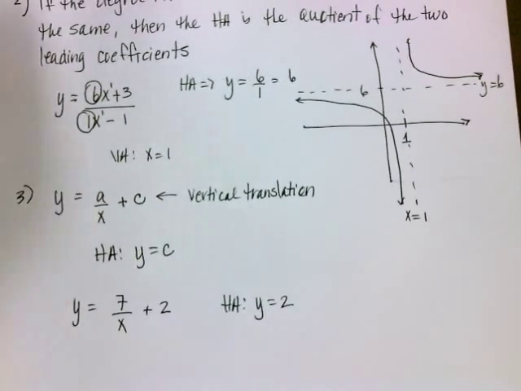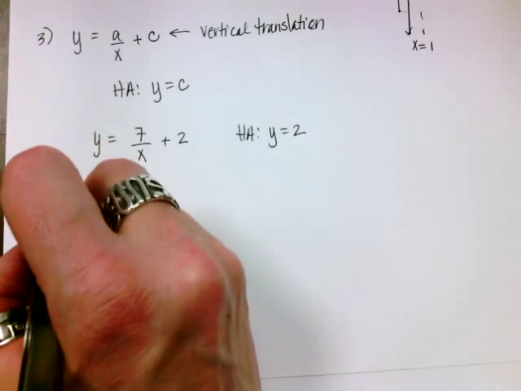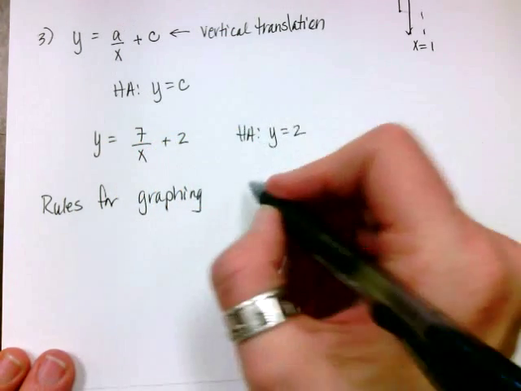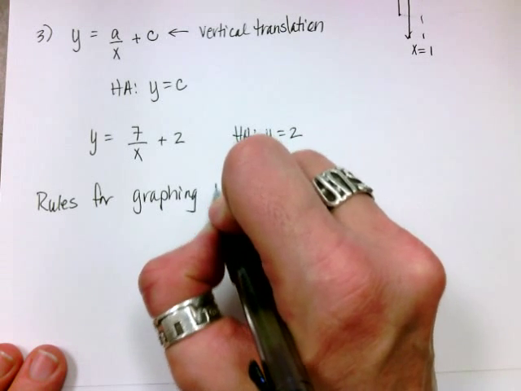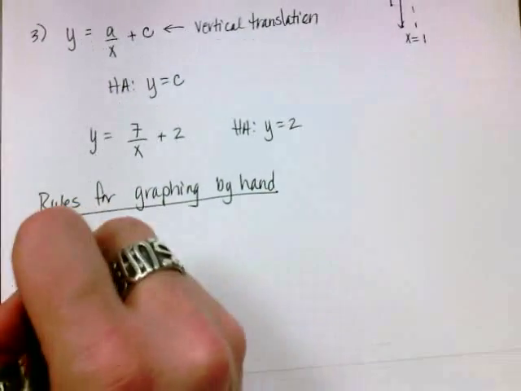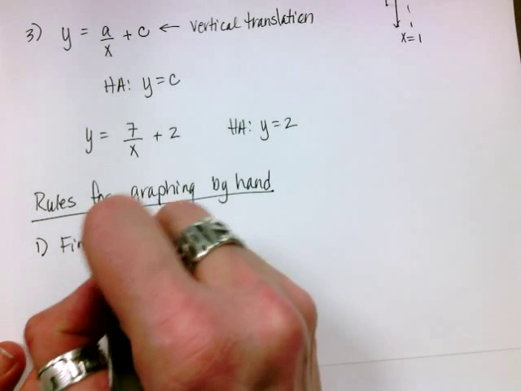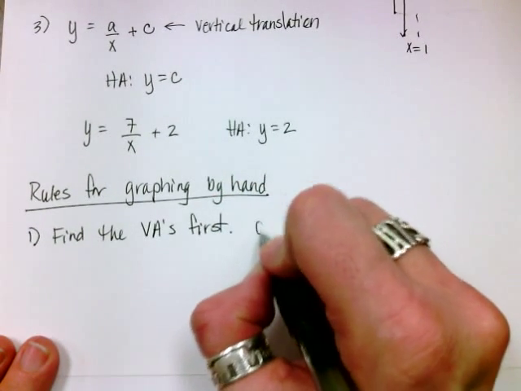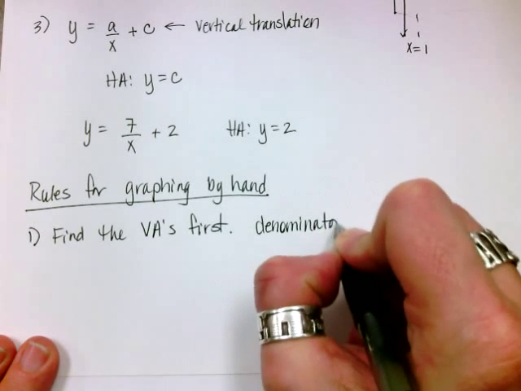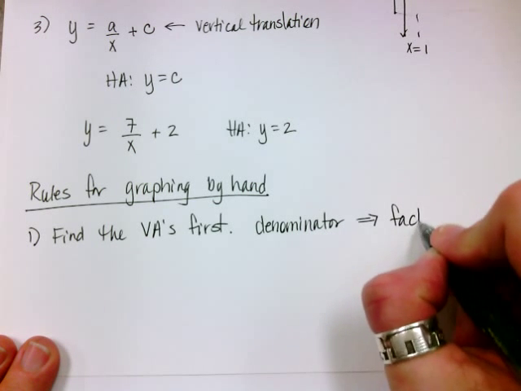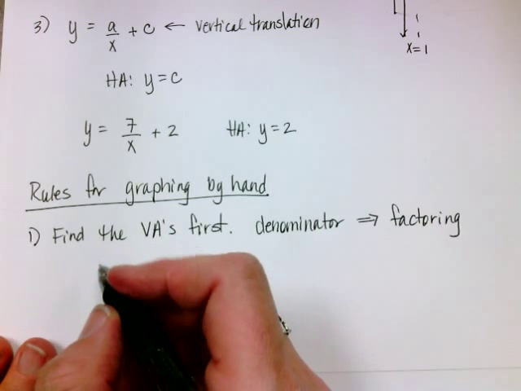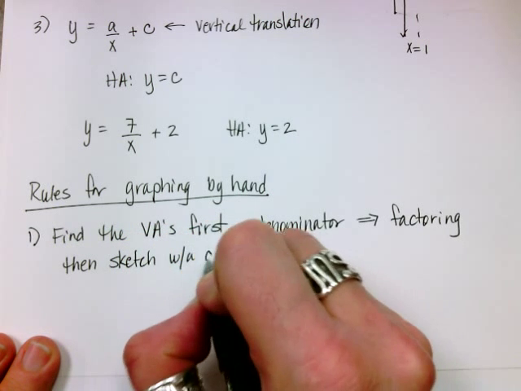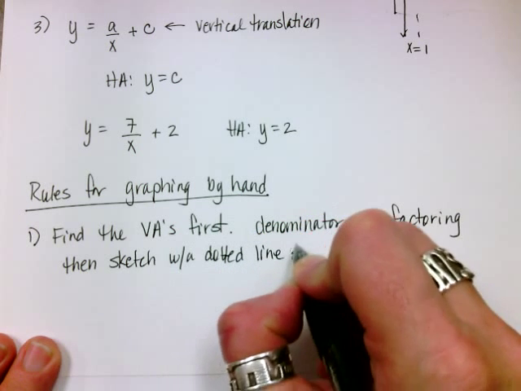All right? So now what I want to do is give you some rules for graphing these by hand. Okay, so I'm going to put rules for graphing, because we will do much of our graphing by hand in the beginning. For graphing by hand. All right, number 1, you always want to find the vertical asymptotes first. Remember, those are going to come from the denominator. And we often find these by factoring. So yep, that F word just keeps coming back again and again and again. And then we're going to sketch on the graph with a dotted line and label as an equation.